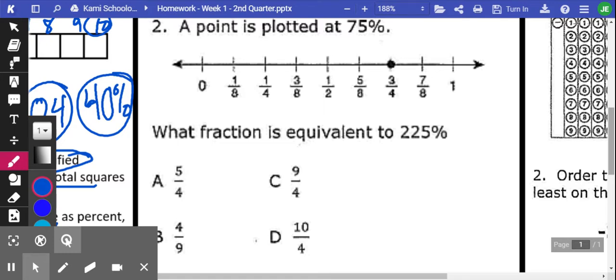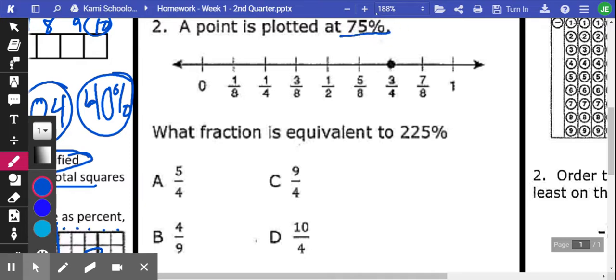So a point is plotted at 75%. So 75%, the percent means over 100. And 75% simplifies to 3/4. So with that idea in mind, what fraction is equivalent to 225%? Well, let's go ahead and remove that here. And we're going to take the percent and then put it over 100.